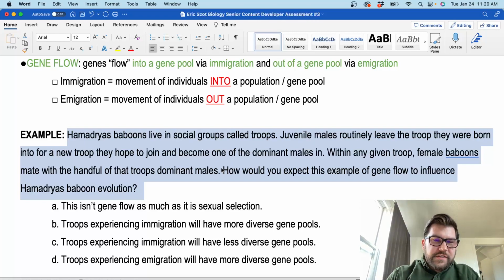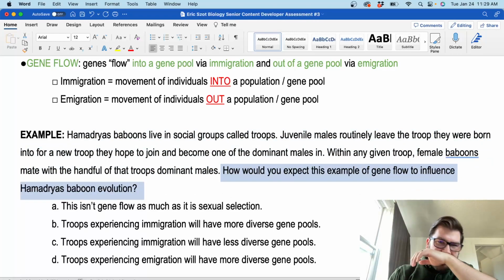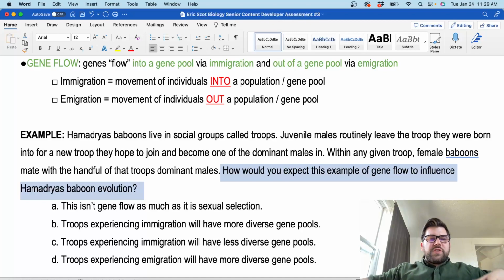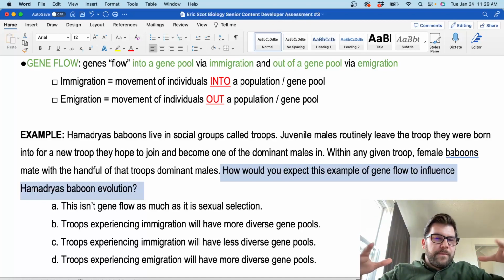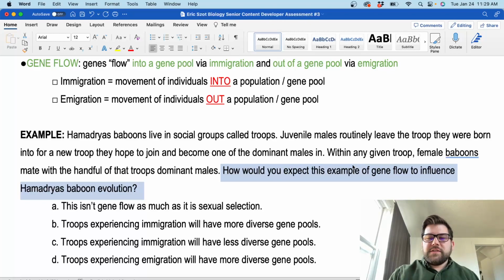So then the question is, what's the actual question we're answering? How does this example of gene flow, which we see happening in these baboon troops, affect baboon evolution big picture, as a whole? So let's start looking at the answer options. Actually, before we get to the answer options, what do we expect?